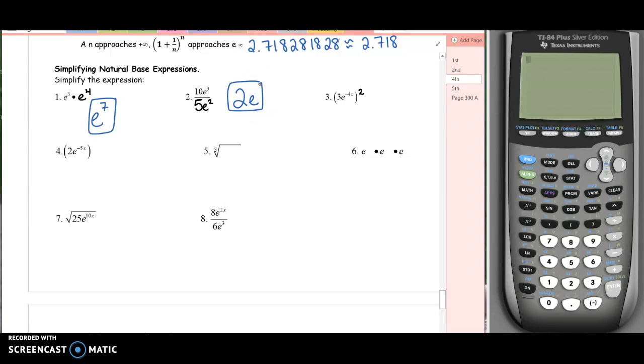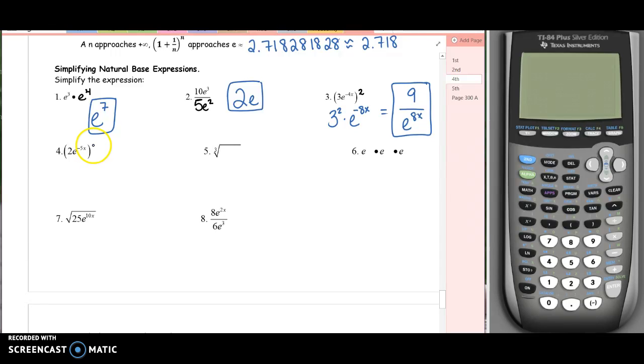Number 3, the thing that's missing is a square at the end of those parentheses. When you have a square after the parentheses, you have to apply that square to everything inside. So we have 3 squared times e. What should we do to the negative 4x and the 2? Multiply them. So negative 4x times 2 is negative 8x. Do you remember what happens to negative exponents? So e to the 8x goes to the bottom, and 3 squared stays on top. 3 squared is 9.